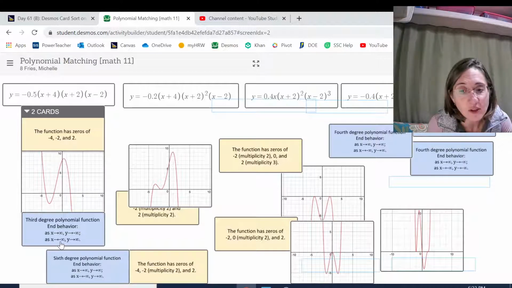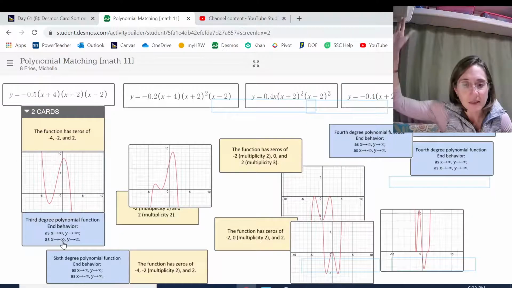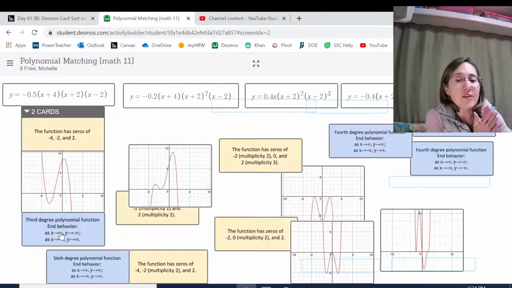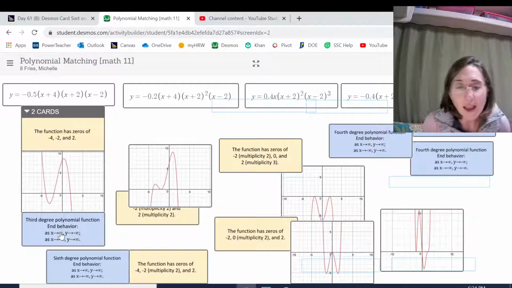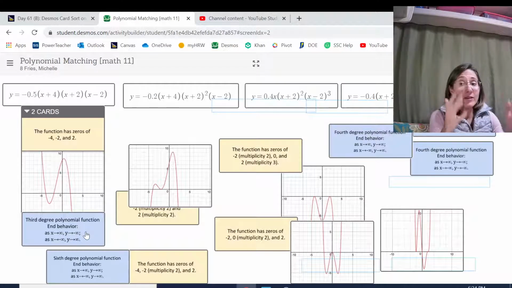It says as x approaches negative infinity, that's how you say left, y is approaching positive infinity, that's how you say up. On the right hand side, I see the graph going down, and that's what this first line here says. It says as x approaches positive infinity, so that's how you communicate that you're going to the right. And as we go to the right, this graph goes down, and the way to say that is y approaches negative infinity. So there's the first set.